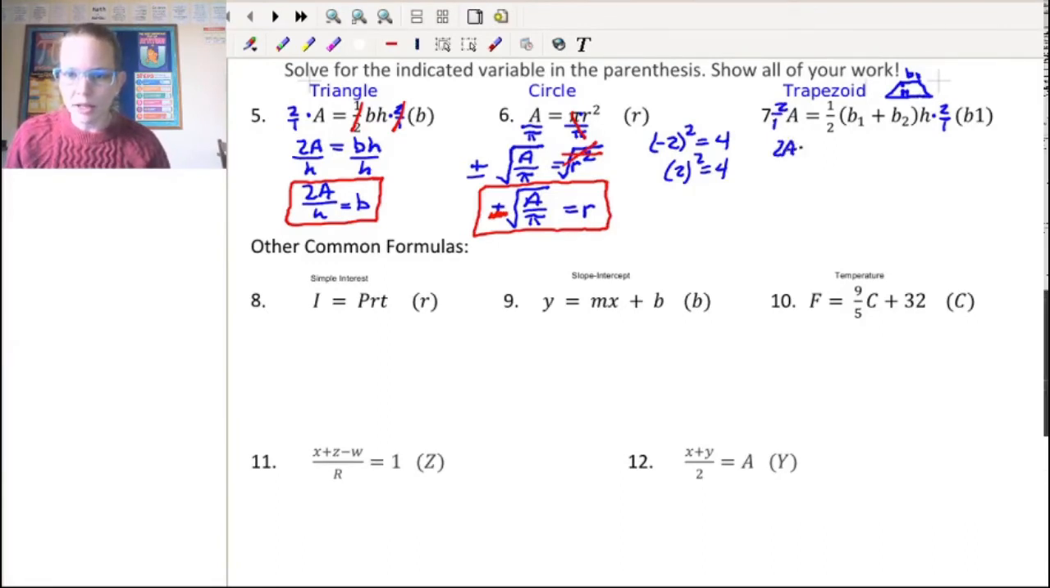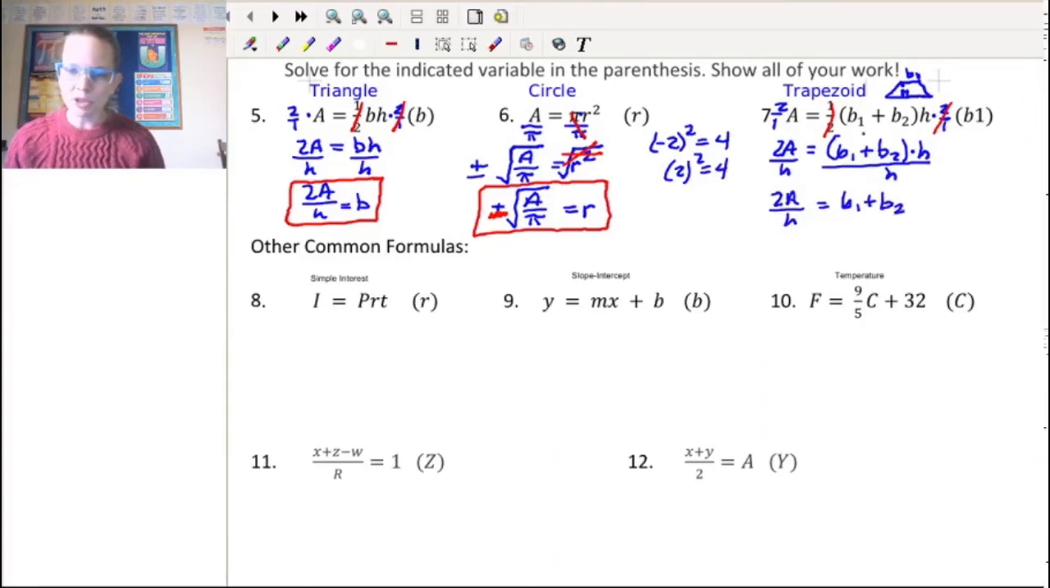I've got 2a on the left-hand side. The 1/2 and the 2 over 1 cancel on the right-hand side, and I've got b1 plus b2 times h. Doesn't matter that this h comes afterwards. I can still move it to the other side by division. So times h means I'm going to divide out h, so I've got 2a over h equals b1 plus b2. And my grouping symbols just kind of disappear because they're no longer useful to me. There's nothing outside them anymore. I could have the parentheses still there, but they're not needed anymore.